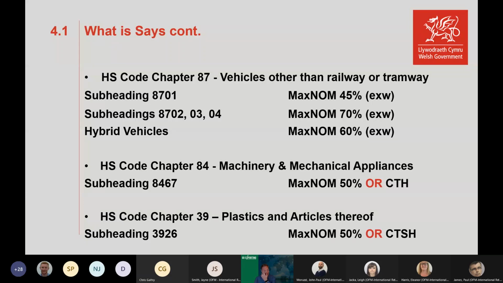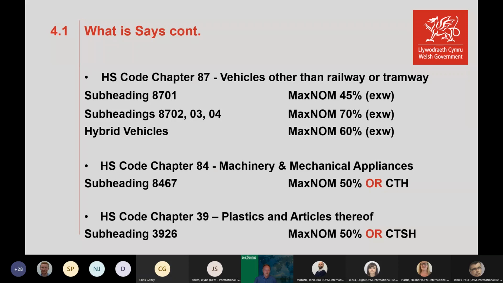And those categories are mainly to do with batteries for electric vehicles. So it's a way of trying to encourage production of electric vehicles and electric batteries, to make sure that the UK doesn't fall behind other countries on that. And the same with hybrid vehicles. The max NOM is 60% of the ex-works value.